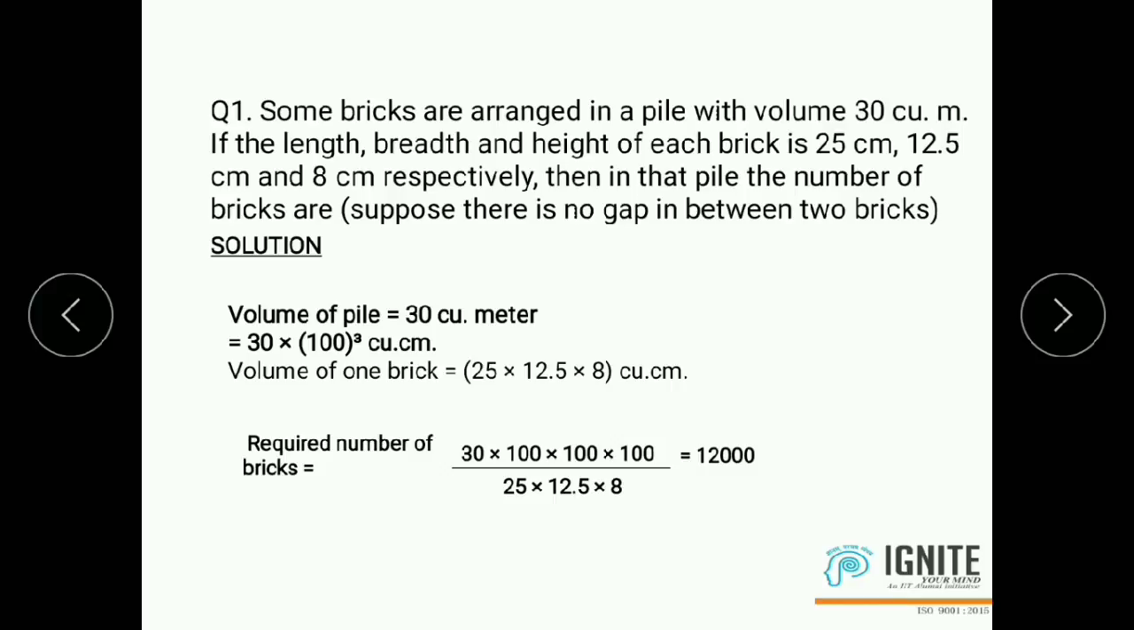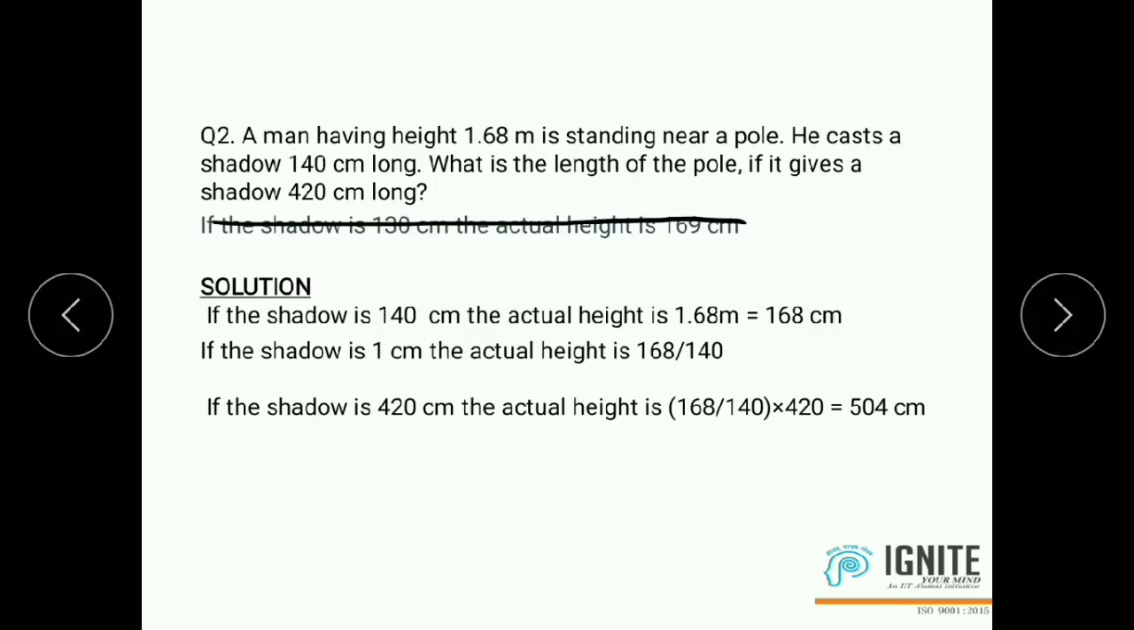Here the volume of the pile is given as 30 cubic meter, convert to centimeter. Therefore, 30 into 100 all cube cubic centimeter. Volume of one brick: brick means cuboid, so volume is length into breadth into height. Therefore, number of bricks equals total volume divided by volume of one brick. Answer 12,000.